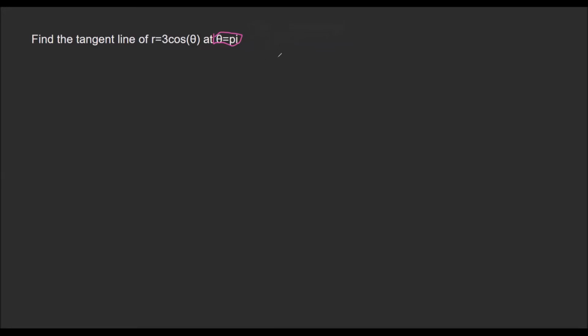One thing I do want to modify, well, in fact, two things. I'm going to change this equation to r equals 3 cosine theta plus 1. And I'm going to change the theta value at which we find it to theta equals pi over 4. So if you feel confident with polar tangent lines, then feel free to pause the video. If not, or if you want to check it, I'm going to go over it right now.